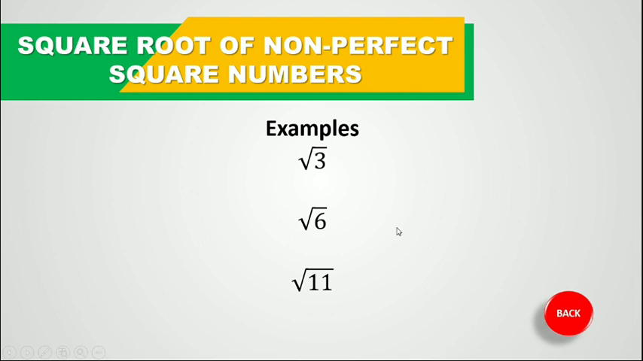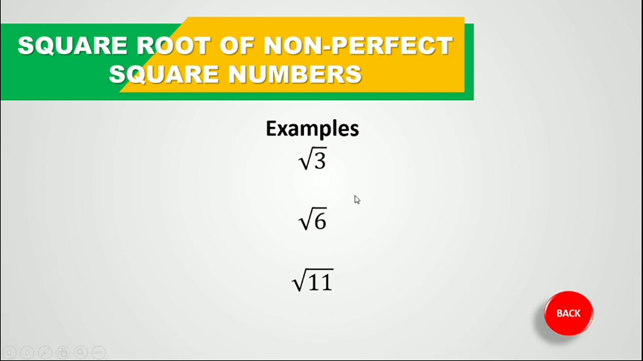So non-perfect square numbers are just numbers that are not perfect squares. So what are perfect square numbers? They are 0, 1, 9, 16, 25, 36, 49. So you are going to square the whole numbers from 0 and above, and those give the perfect square numbers. For example, 0 squared is 0, 1 squared is 1, 2 squared is 4. Those are examples of perfect square numbers.